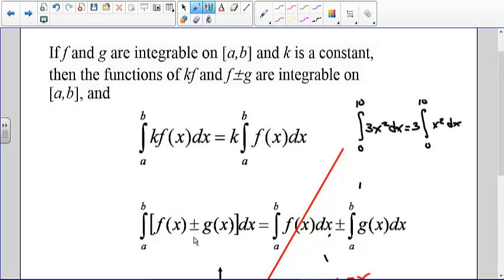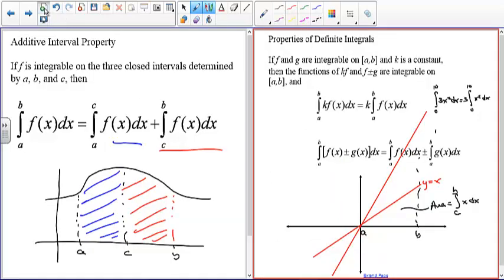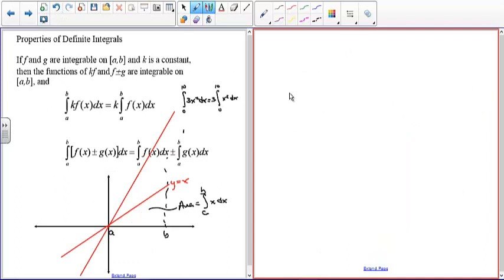This one just says if you have a function that's made of two parts that are added together, you can take the definite integral of the first part of the function and add that or subtract that, depending upon what you have here, to the integral of the second part of the function. So let me give you an example of that one. Let's say h of x equals, well, let's not use 3, let's just leave it without a constant for right now, let's say it's x squared plus x cubed.